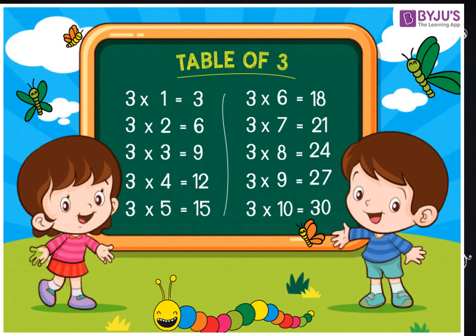Now let's memorize table of 3. 3 times 1 is 3. 3 times 2 is 6. 3 times 3 is 9. 3 times 4 is 12. 3 times 5 is 15. 3 times 6 is 18. 3 times 7 is 21. 3 times 8 is 24. 3 times 9 is 27. 3 times 10 is 30.